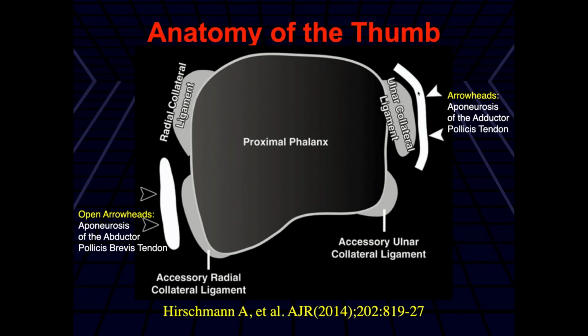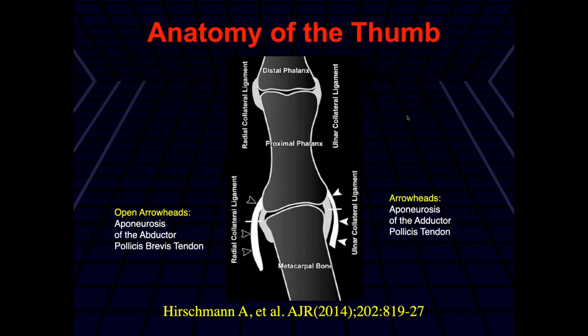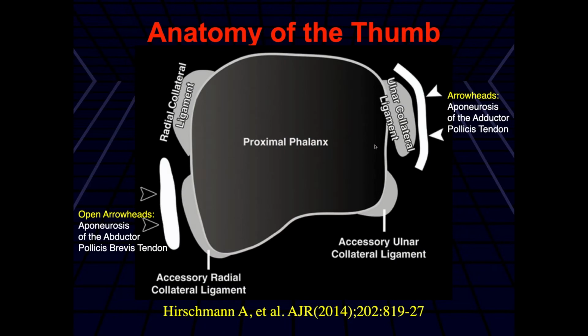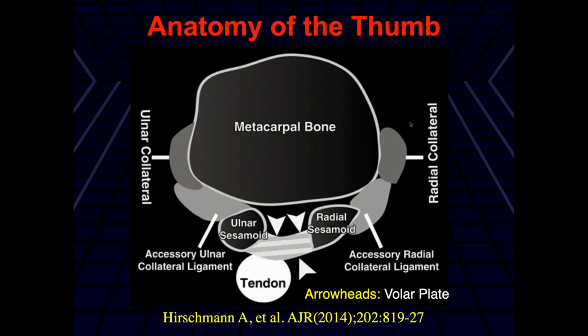This is the aponeurosis of the adductor pollicis tendon over here, which will be an important structure we'll see in a minute. And there's the ulnar collateral ligament. It's very difficult to tear the radial side. I think I may have one case of radial-sided tear, but if you press the thumb, it stops against the palm of the hand on that side. Whereas if you pull it out, you can pull all the way out and tear the ulnar collateral ligament, which is a very common injury.